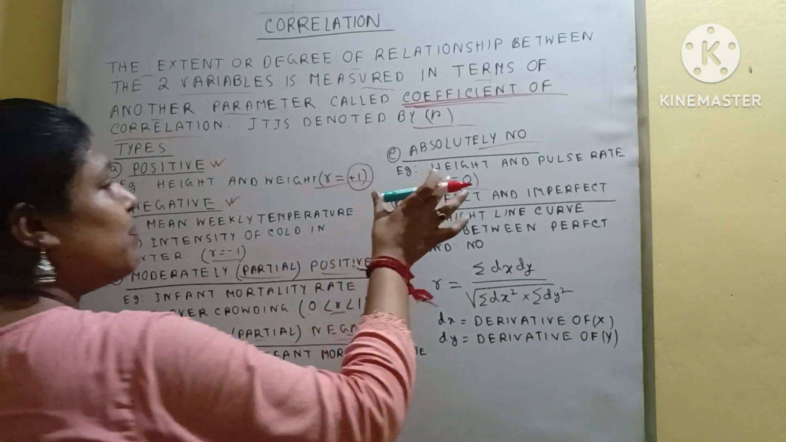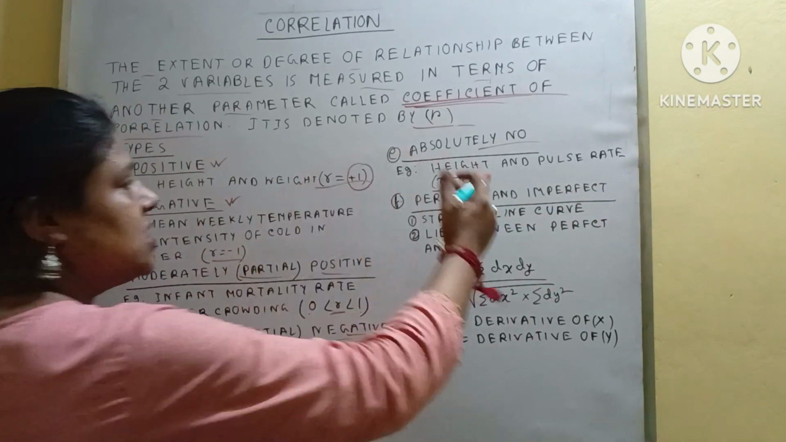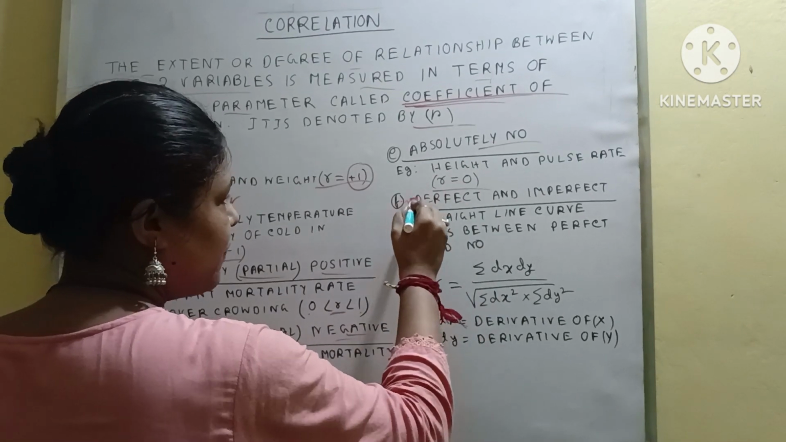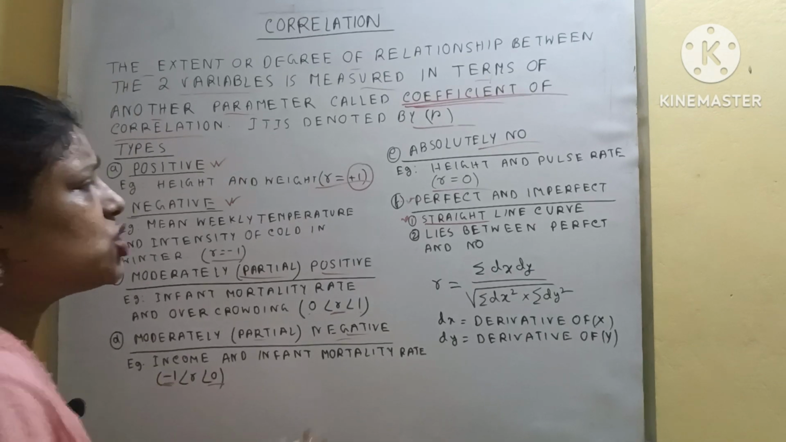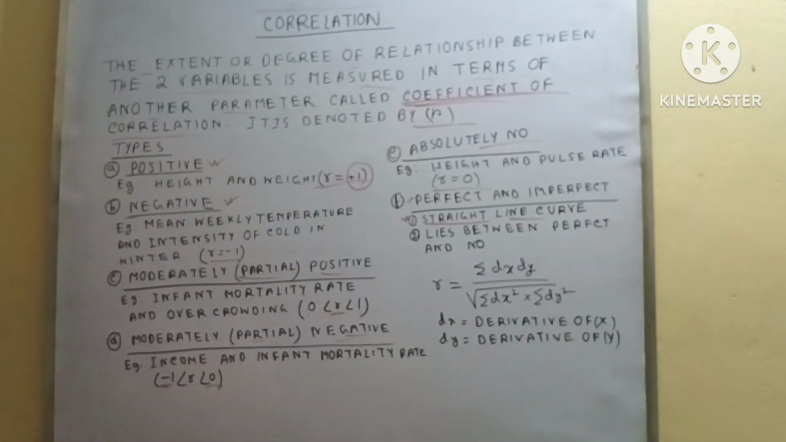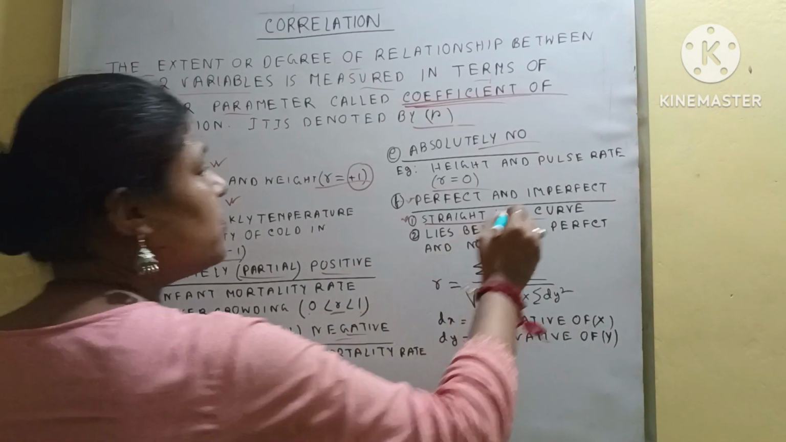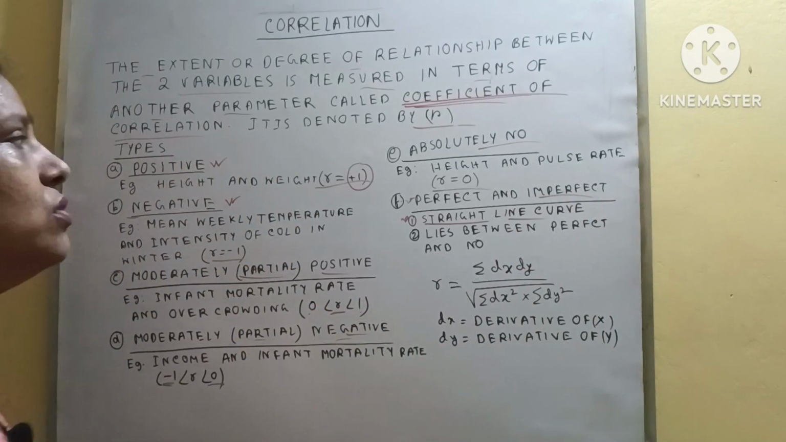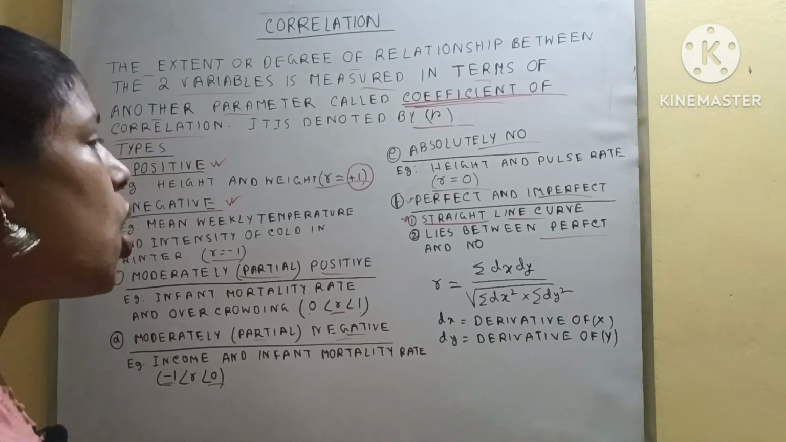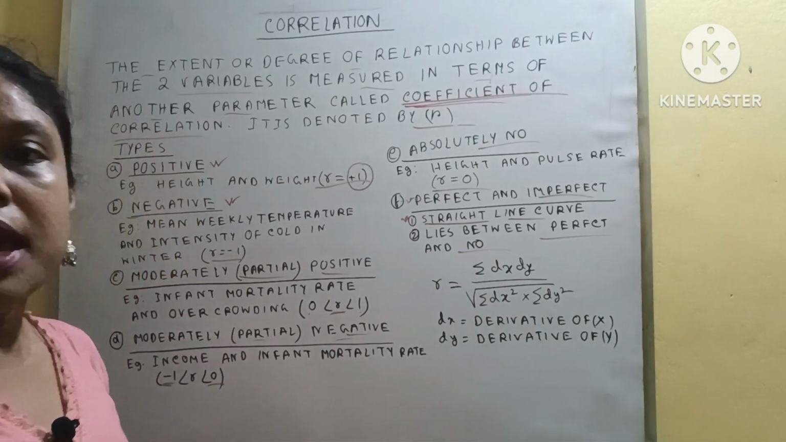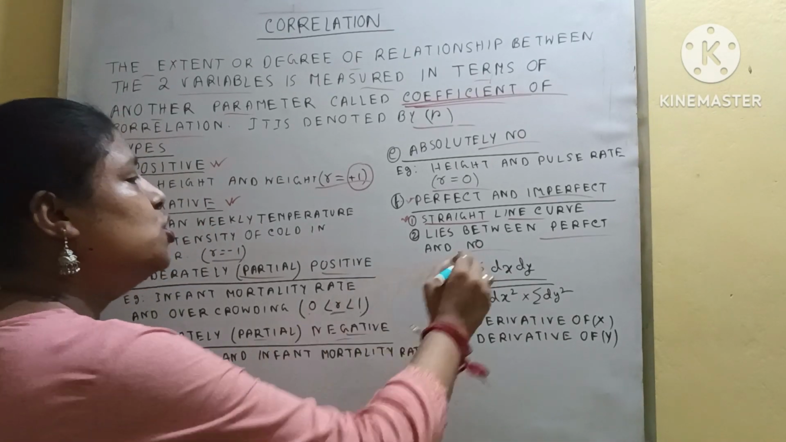And in case of perfect and imperfect, in the case of perfect, we must get one straight line curve. But in case of imperfect, the r value lies in between, it may be perfect or no.